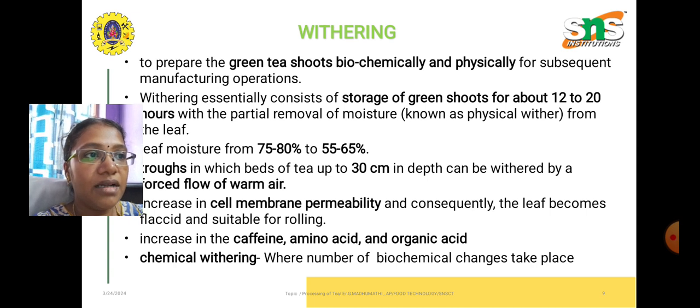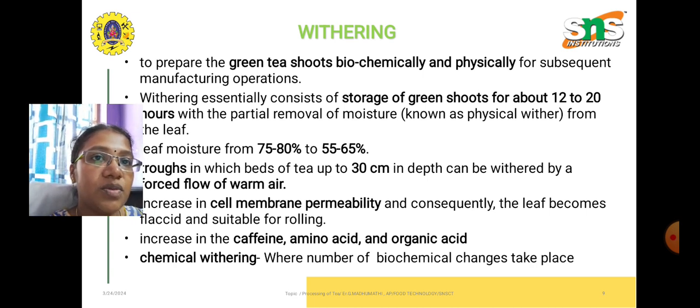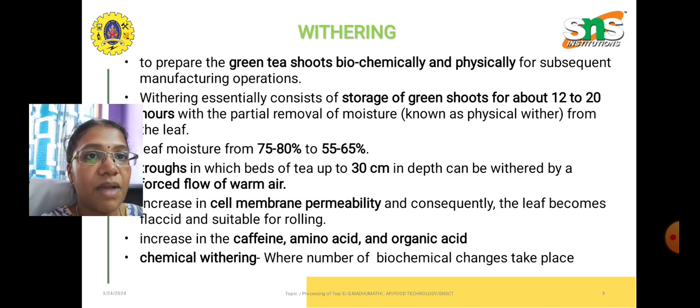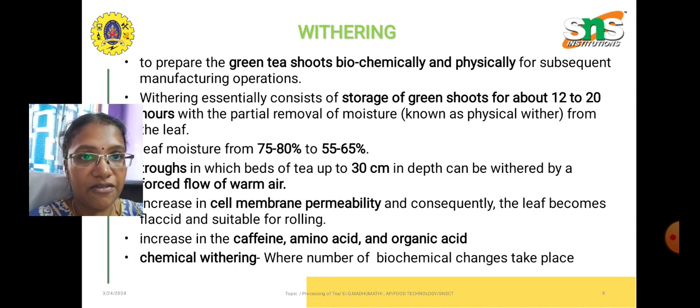So in black tea processing, what we call withering is nothing but preparing the green tea shoots biochemically and physically for subsequent manufacturing operations. Withering is mainly essential because of the storage of green shoots for about 12 to 20 hours with the partial removal of moisture from the leaf. So here the leaf moisture will go from around 75 to 80% down to 55 to 65%.